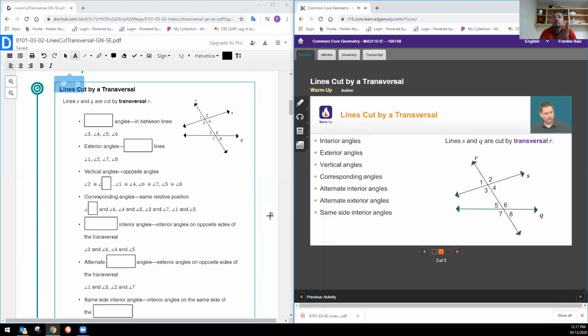So let's start with interior angles. Your interior angles are considered your angles in between lines. So if I look in between lines S and Q, notice that I have angles 3, 4, 5, and 6.